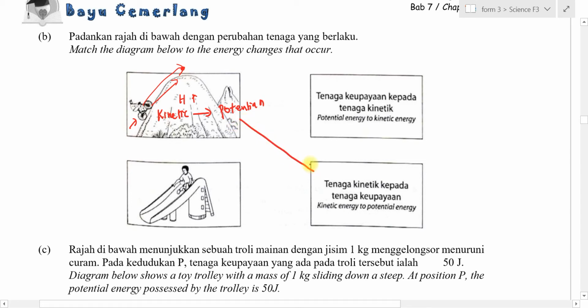And for the slider guy, he is at the top, ready. So it is potential energy first. Then he is going down. So he is going to move. Then it is kinetic energy. Therefore, the energy change that will most probably take place here is potential energy converted to kinetic energy.